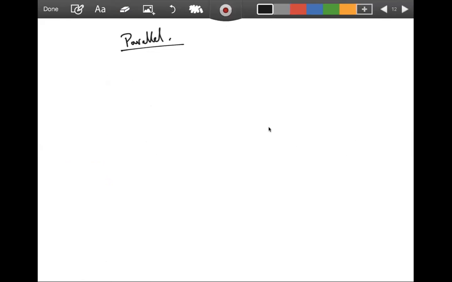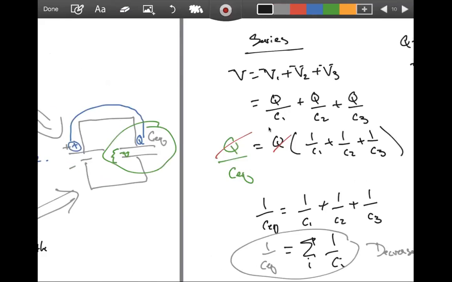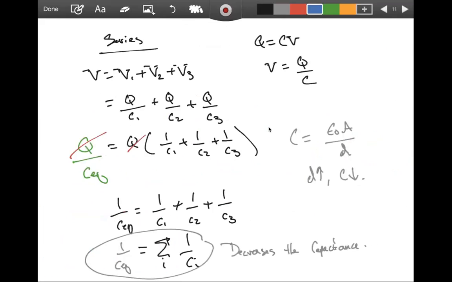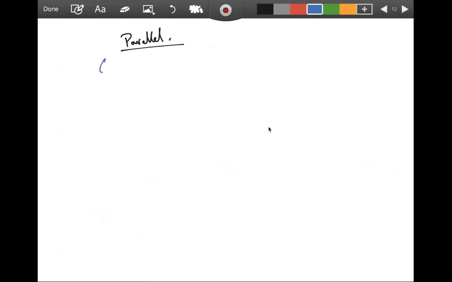Good. Now let's do the same thing in parallel. In parallel, what has to be true? Let's go back to our picture. The charge coming out of the battery, Q, must get split up into Q1, Q2, and Q3 by charge conservation. So I'm going to start with the fact that Q must be equal to Q1 plus Q2 plus Q3.